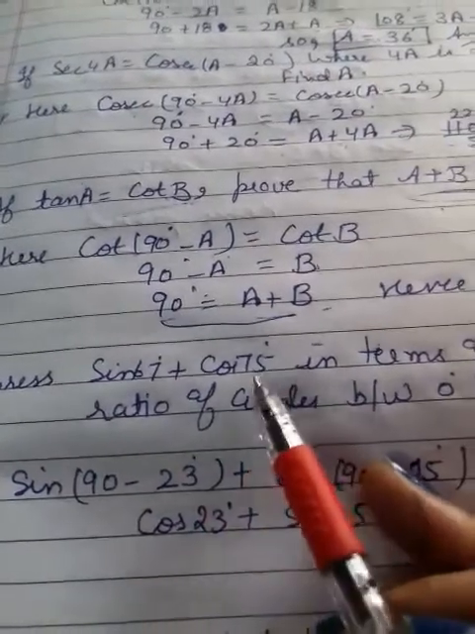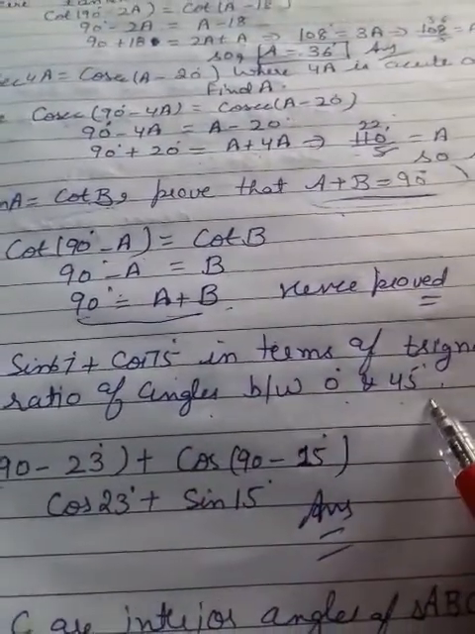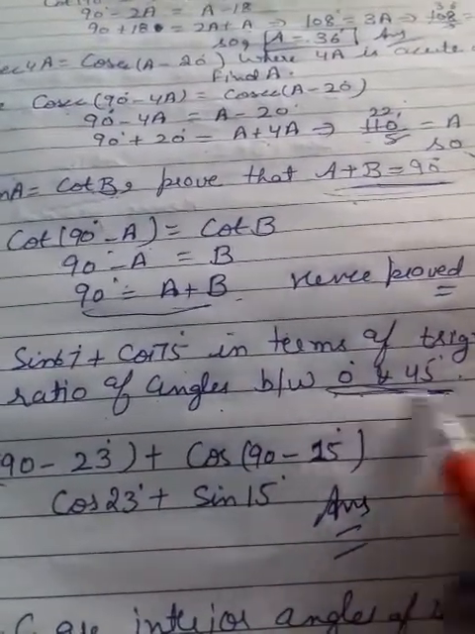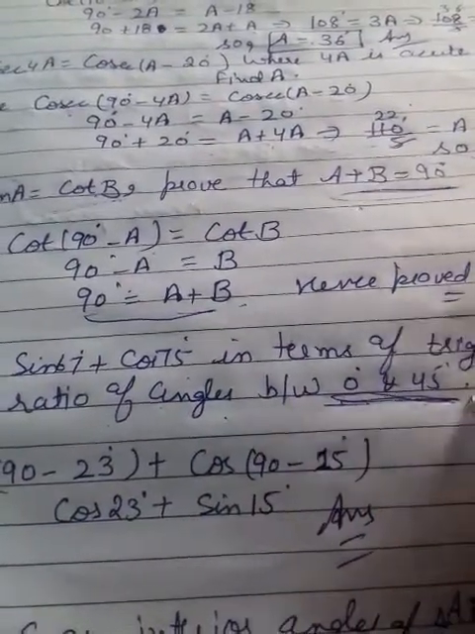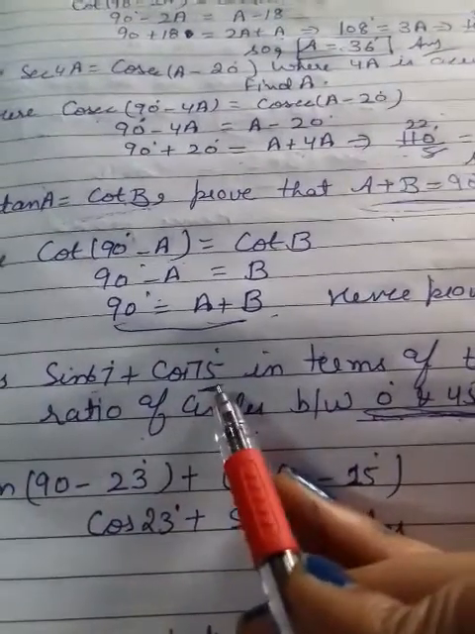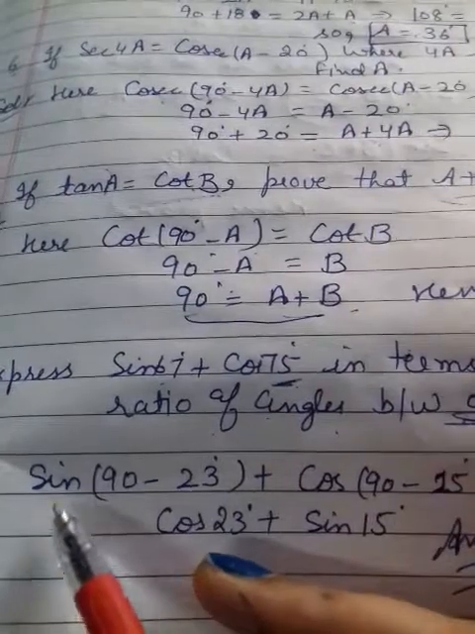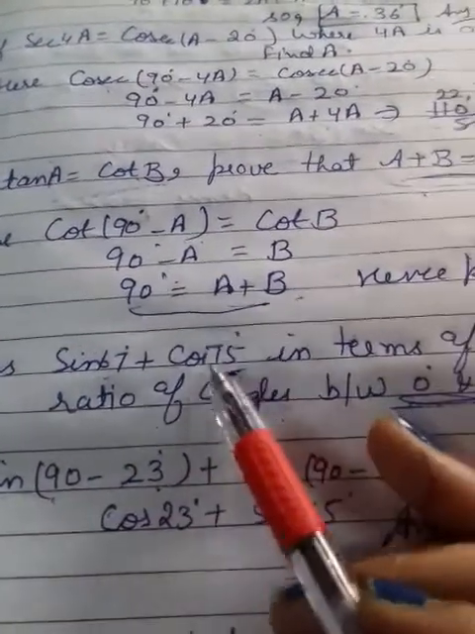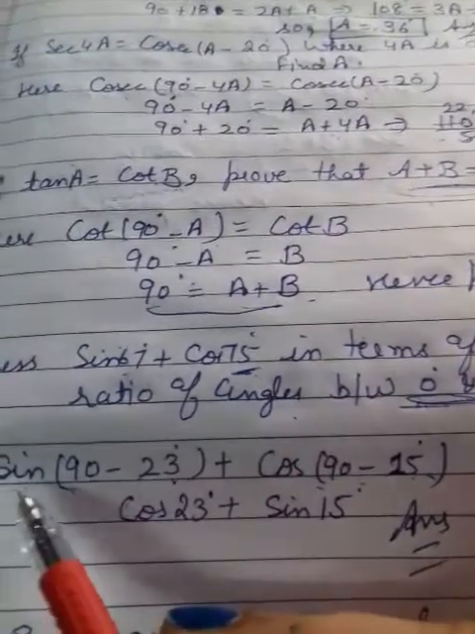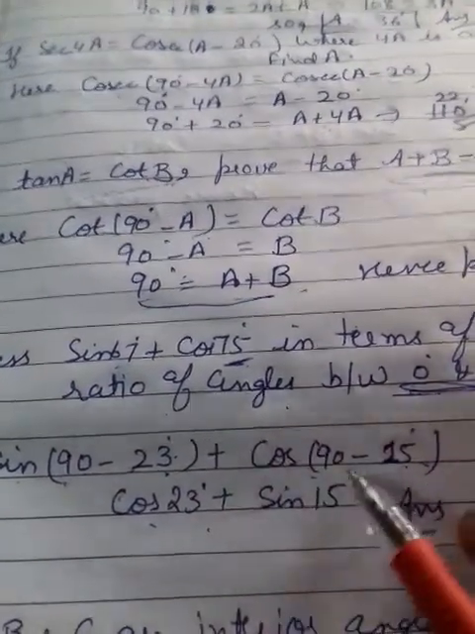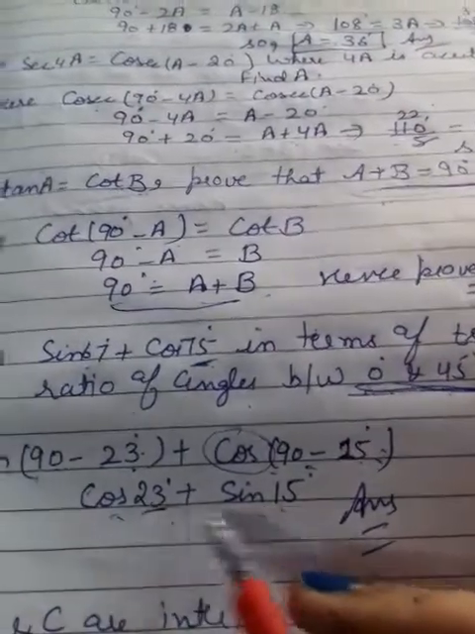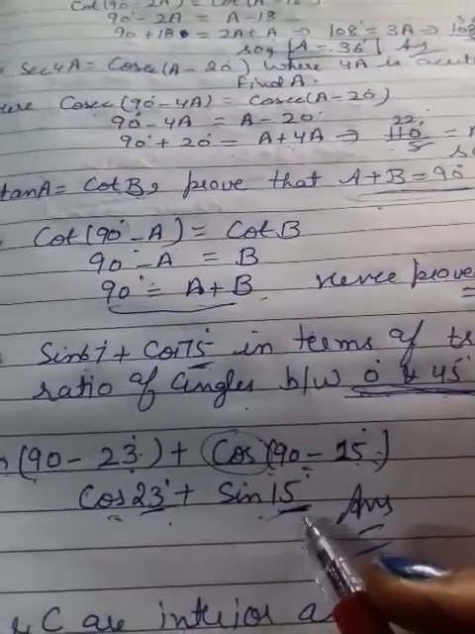Express sin 67 plus cos 75 in terms of trigonometric ratios of angles between 0 and 45 degrees. What is it? The angles of the functions given to you should be in between these two, meaning greater than 0 and less than 45, but both these values are more than 45. But you know the properties, so I can write sin(90 minus 23), because if you subtract 23 from 90, it becomes 67. Similarly here, cos(90 minus 15) is 75. Sin(90 minus theta) is cos theta. Cos(90 minus theta) is sin theta. It doesn't matter to us what is here, we just had to bring the angles in between. I shifted them. Both angles are less than 45 and greater than 0.